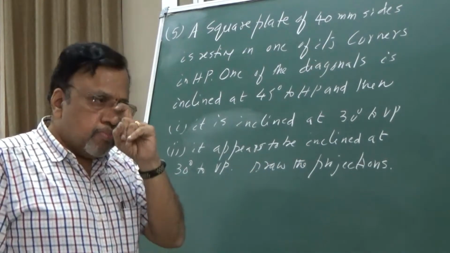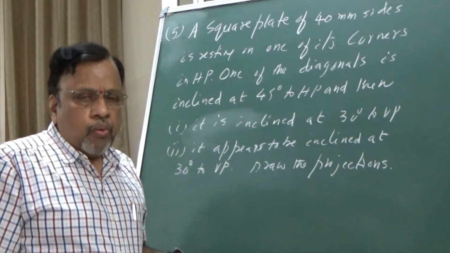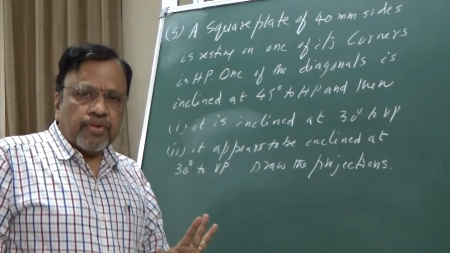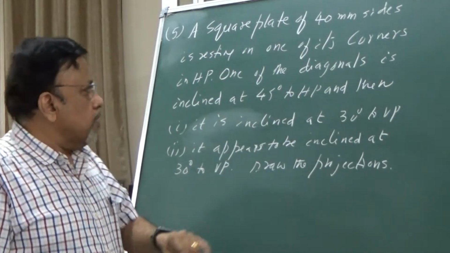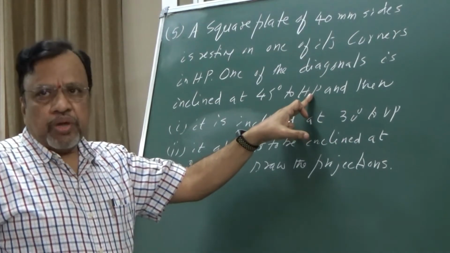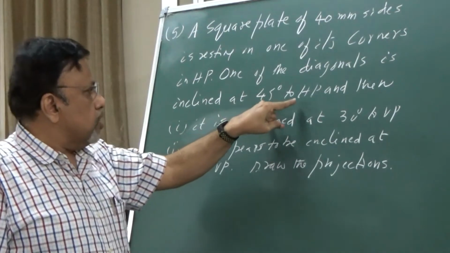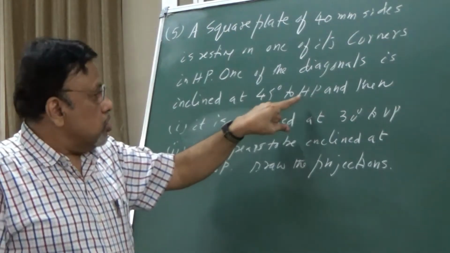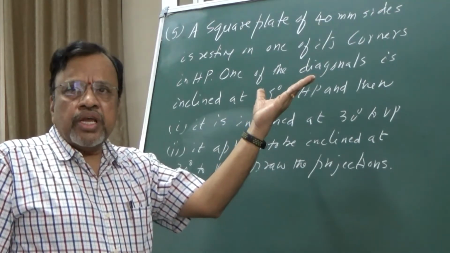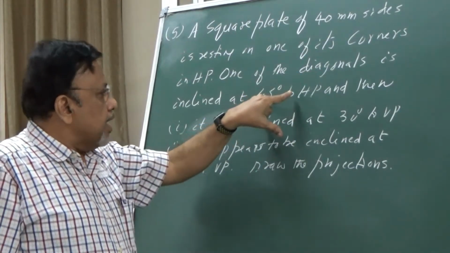In the previous problems, I used to give one surface inclination and one side inclination. In this problem, I have not given any surface inclination. Instead, I have simply given that one of the diagonals is inclined at 45 degrees to HP. Where do you see this inclination to HP? It will be seen in the front view only. That means in the front view, I need to show that diagonal inclined at 45 degrees.